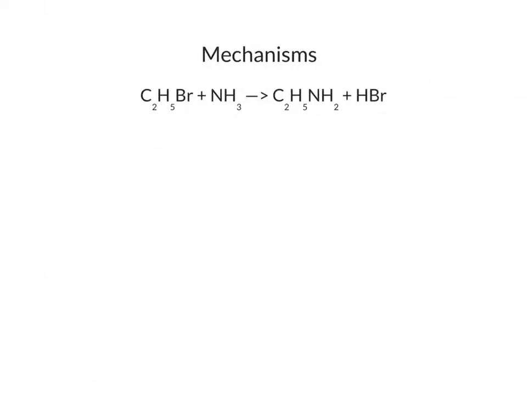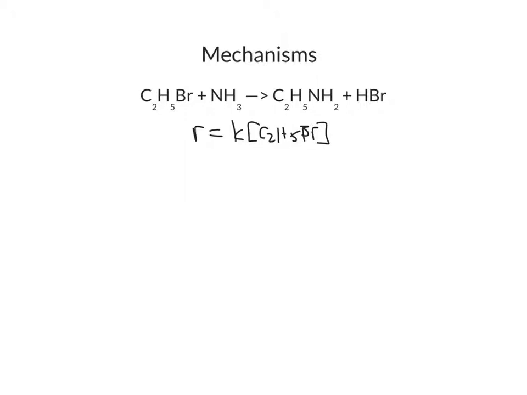The rate law of many reactions cannot be predicted from the stoichiometry of the overall reaction. For instance, this reaction shown here, C2H5Br plus ammonia, NH3, does not follow a rate law which is first order in C2H5Br and first order in ammonia. In fact, the experimental rate law for this reaction is first order in C2H5Br, and we could not have predicted that based on the overall stoichiometry of the reaction.